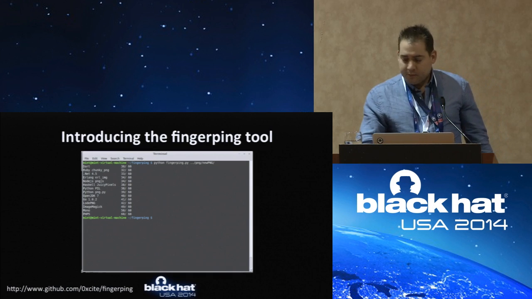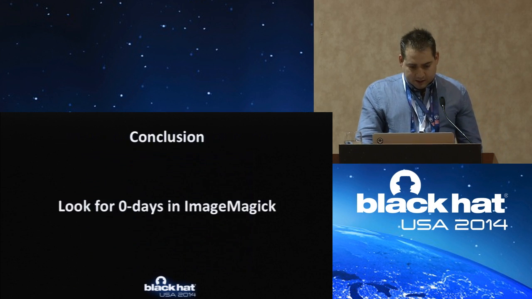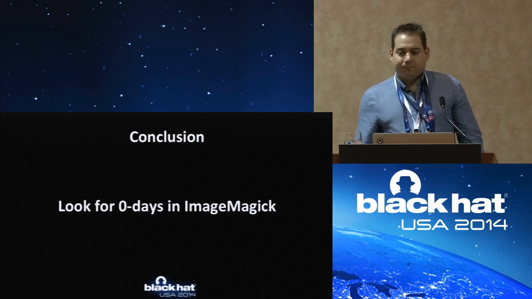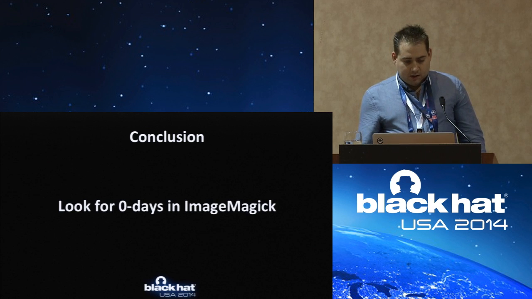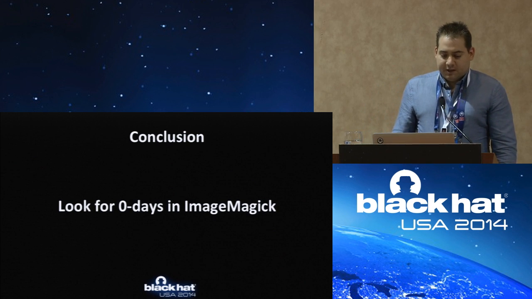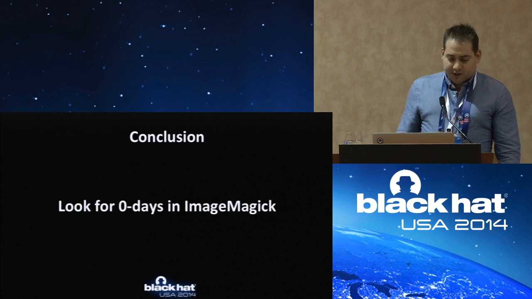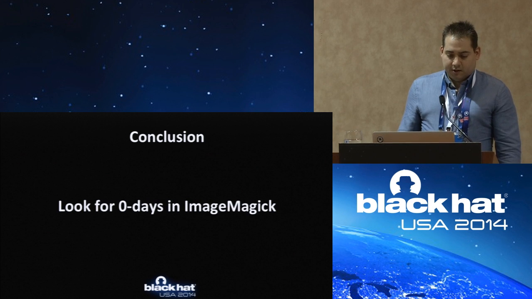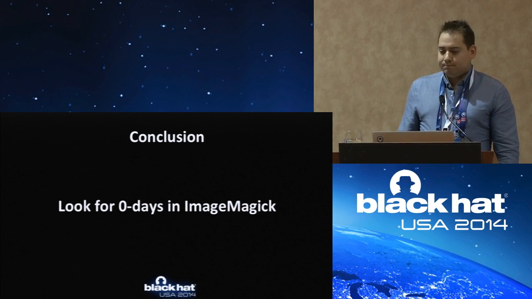And basically, my conclusion is that even on systems that use very high-level languages where you cannot really do a buffer overflow, like Java or Ruby, a lot of sites use ImageMagick, which is completely written in C. So it might be interesting to start looking for 0-days in ImageMagick if you want to get into sites that have been built like that.